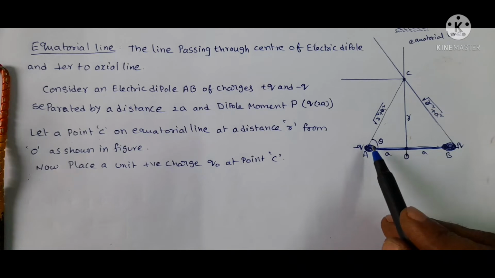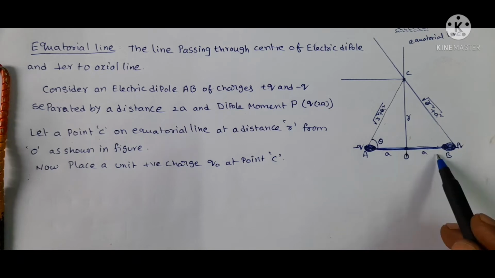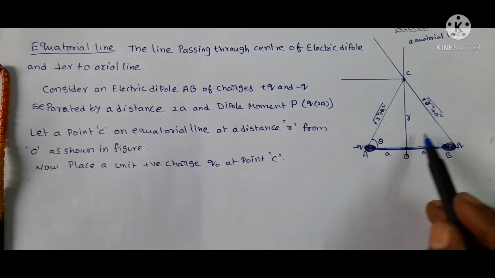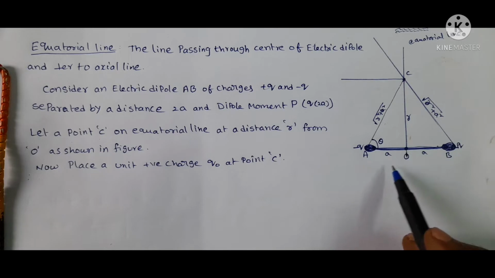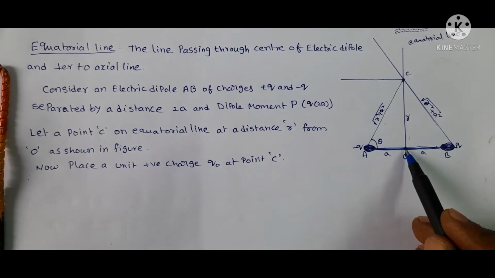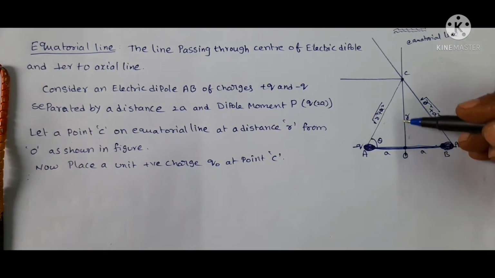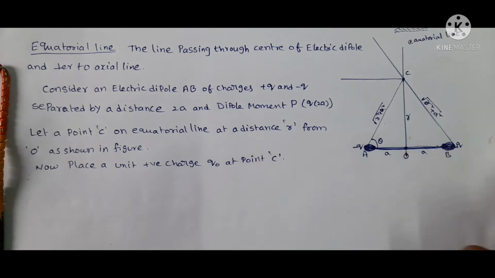These are the two charges. One is a negative charge, another is a positive charge. These two are separated by distance 2a. Then this is known as an electric dipole. Got it? Now, the line passing through the center of the electric dipole, this is the center point of the electric dipole. This is the line passing through the center of the dipole and perpendicular to the axial line.